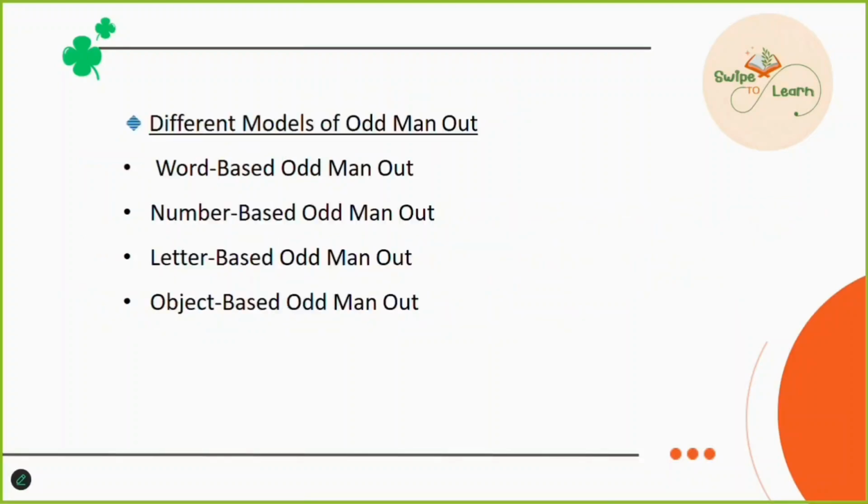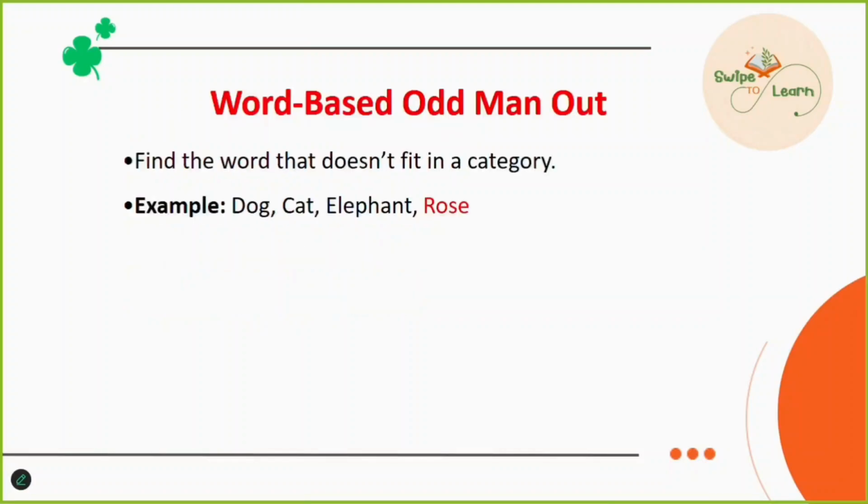There are different models of odd man out, like word based, number based, letter based, and object based. In every model we have to find the one which doesn't fit the specific group. Starting with the word based odd man out, in this category you need to find a word that doesn't fit into the category.